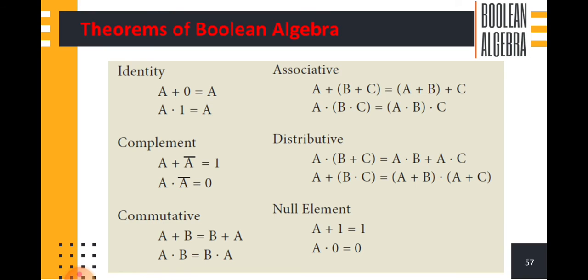Multiplication identity is 1. A dot 1 is equal to A. So if we multiply any number with 1, we get that same number. So that is the identity law. The addition identity is 0 and the multiplication identity is 1.